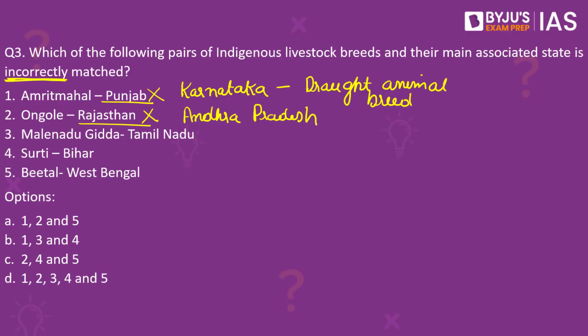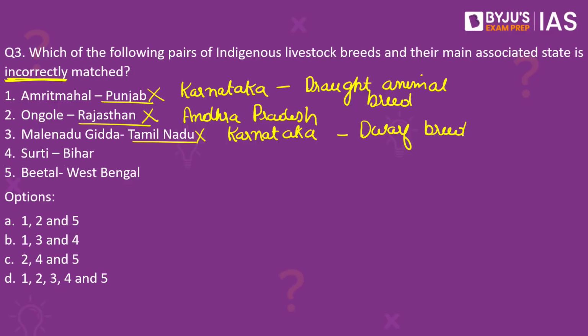Malenadu Gidda is a dwarf breed of cattle found mainly in the hilly and forested Malenadu region of Western Ghats in the state of Karnataka. Though initially it was considered a nondescript breed, currently it is described as a distinct breed. It is well known for its disease resistance.